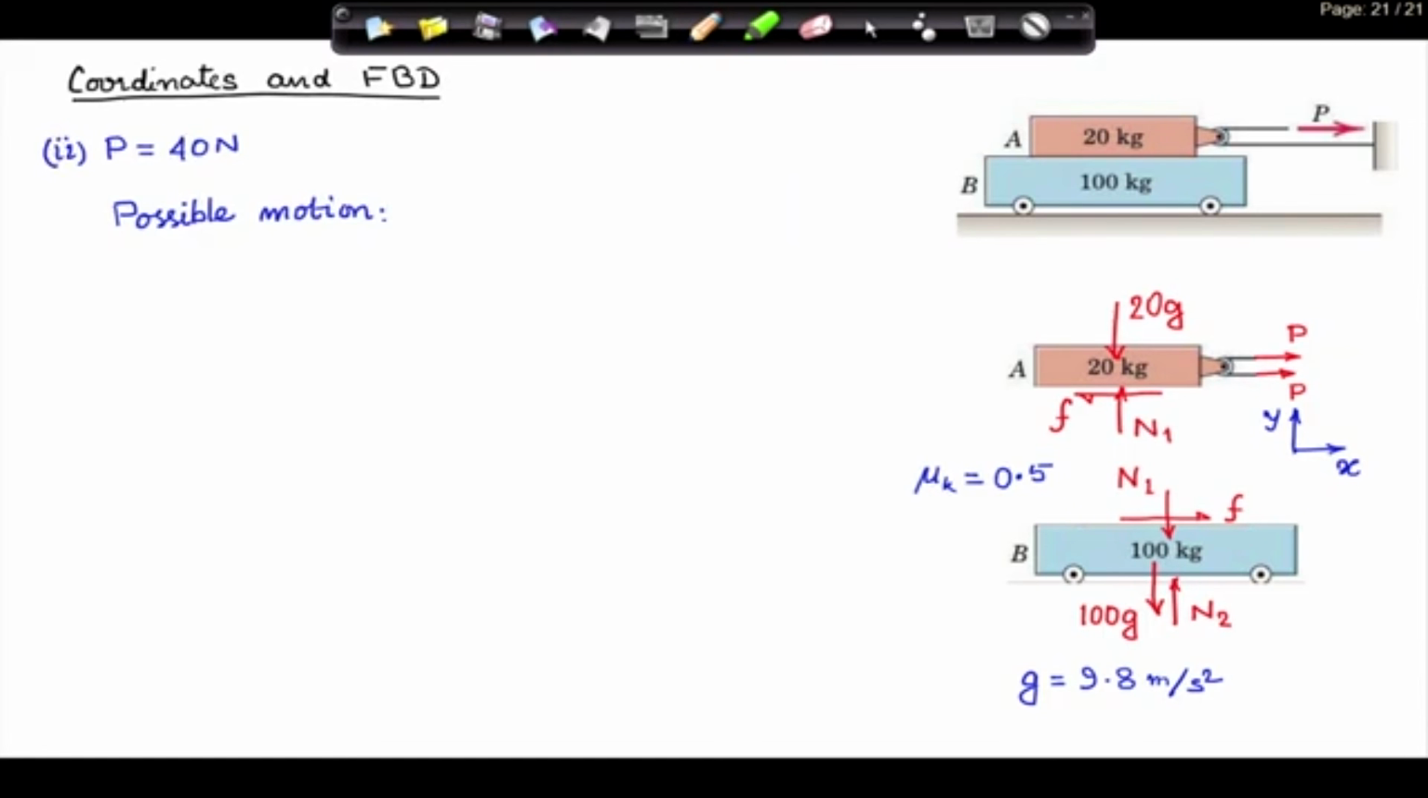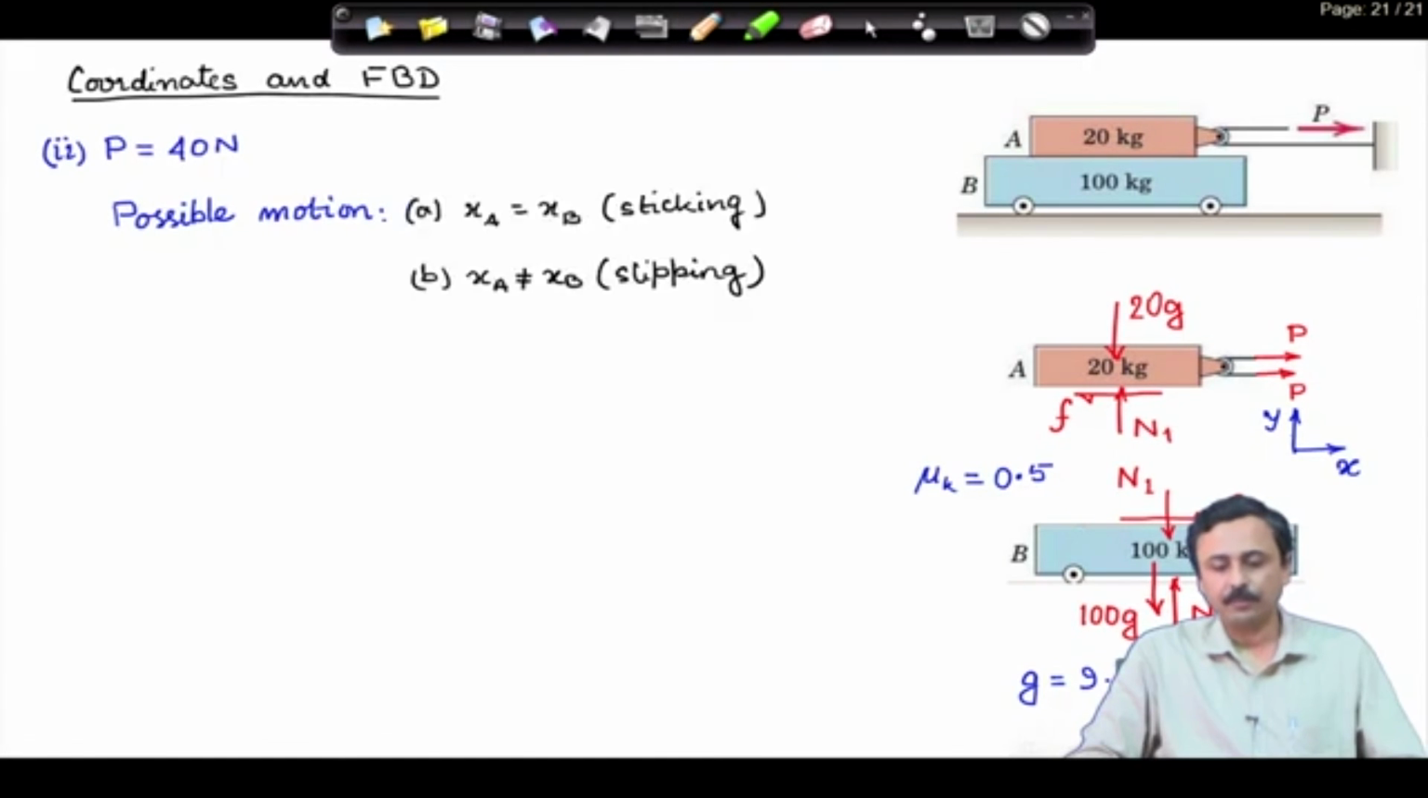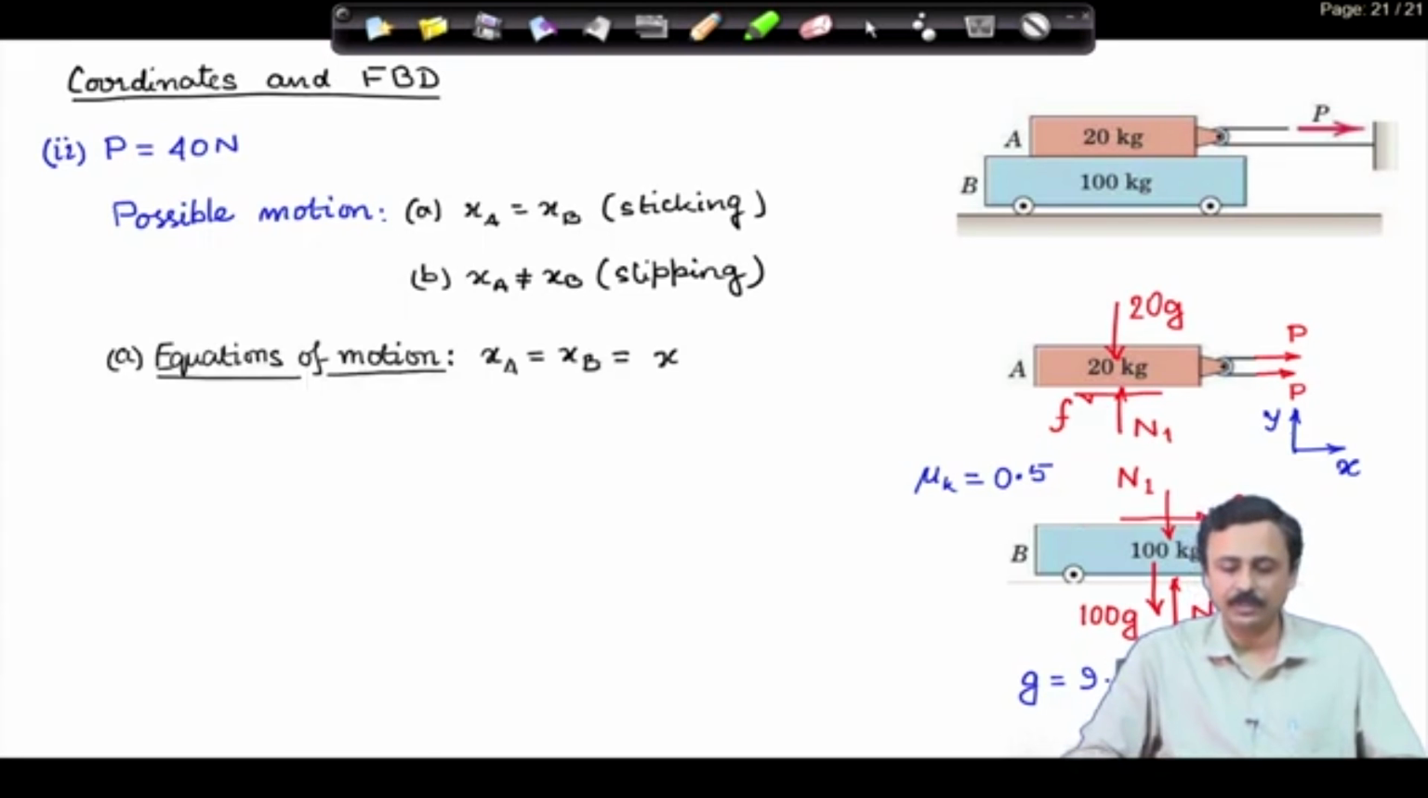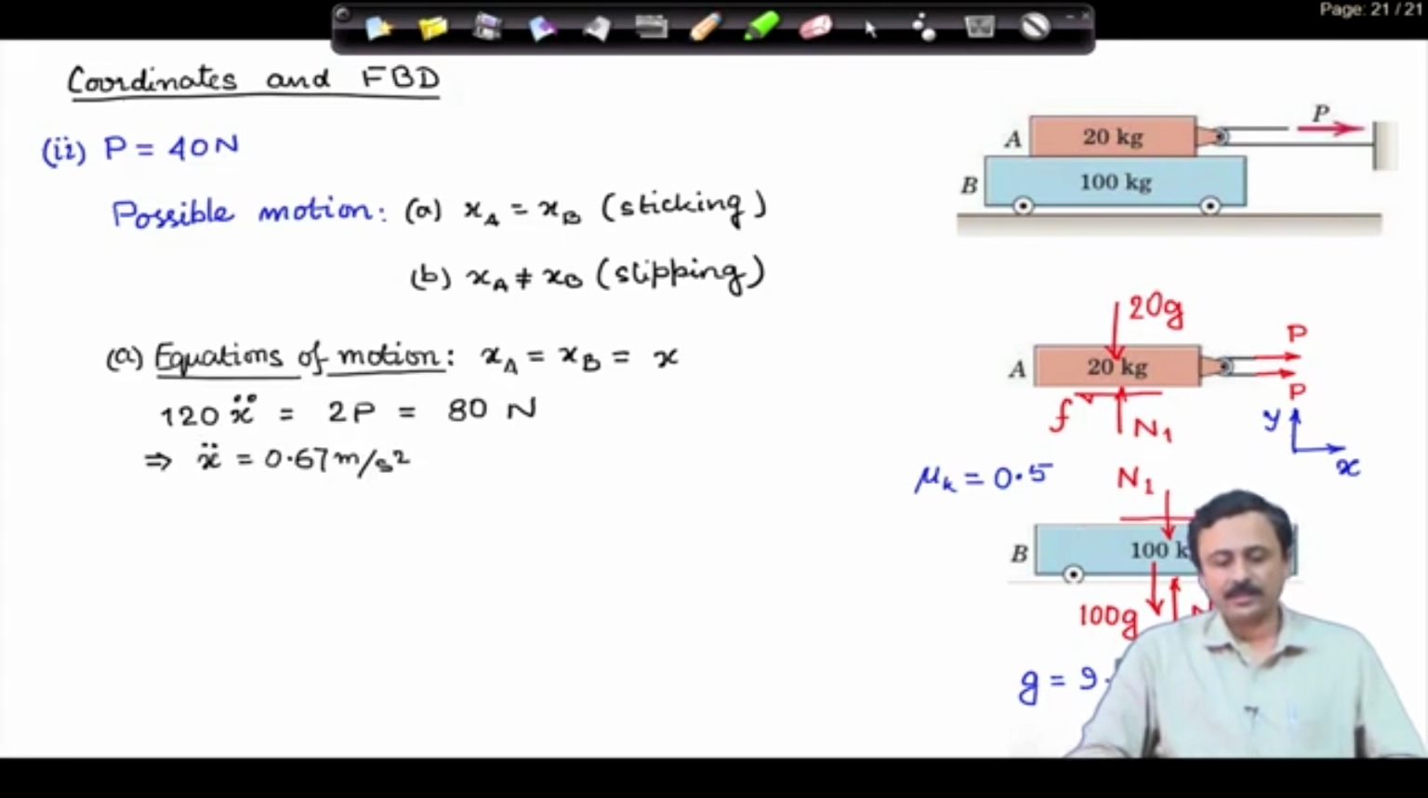Next, we go to the case with P equal to 40 Newton. The possible motions, again we can have these two motions, sticking, where both the blocks will move together, or sliding where the motions will be different. Equations of motion follow the same pattern as we have discussed. So, x a equal to x b equal to x, I am making a simplification. I am writing down the equation of motion for the full system. So, 120 times acceleration is the net force, which is 2 P, which is now 80 Newton, and x double dot turns out to be 0.67 meters per second square.